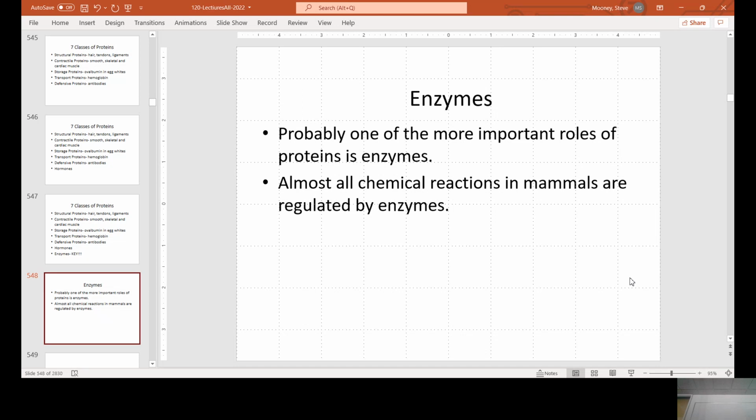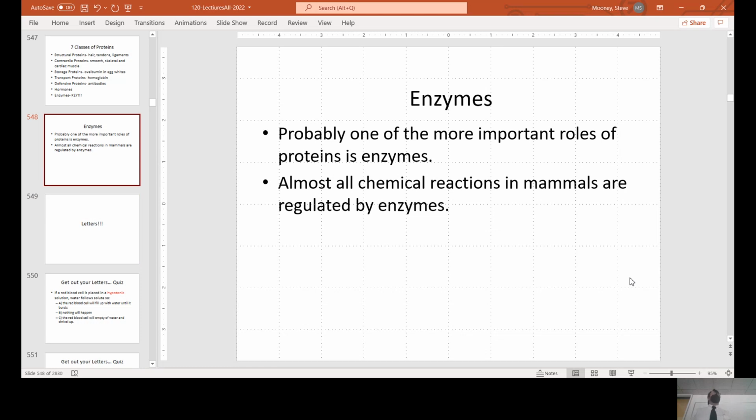So all chemical reactions in mammals are regulated by enzymes. The speed at which they occur, what actually gets formed, what actually gets done is dependent on the enzymes that are present at any given time. And it's really kind of amazing when you think about all the reactions going through your body that have to happen minute to minute to keep you going, to keep you happy, healthy, and a part of the society.